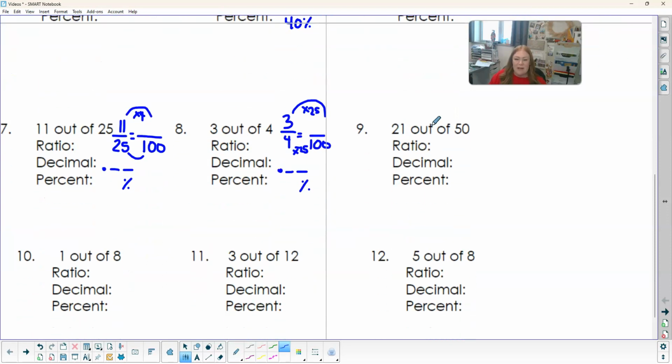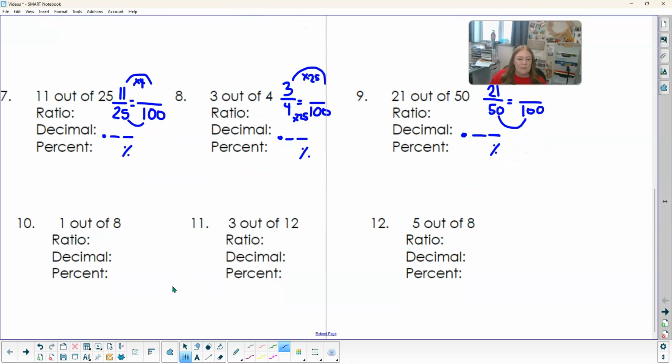Next we have 21 out of 50. So we're setting up our problem. 21 out of 50. What is that out of 100? 2 50s make 100. So 50 times 2. So now I need to do 21 times 2 to find this numerator. So that becomes your decimal. So 21 times 2 out of 100, out of the hundreds place, and the percent out of 100. That same number, all 3 places.